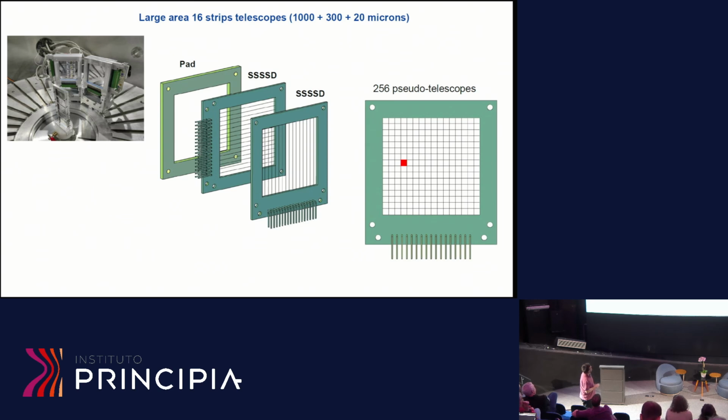What we have here is the same kind of 16-strip tin detector that we bought from Micron, but then in the back, between these and the pad, we put a thick 16-strip detector that we also bought from Micron. Those have 400 micrometers, and then we just flipped this by 90 degrees, and by putting this together, we constructed this array, which has 256 pseudo telescopes. Each square of this has 3 by 3 millimeters, and in principle we have 256 telescopes in each piece of this.